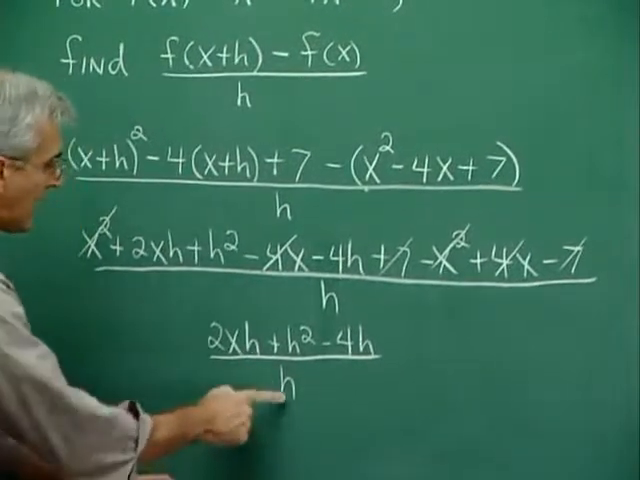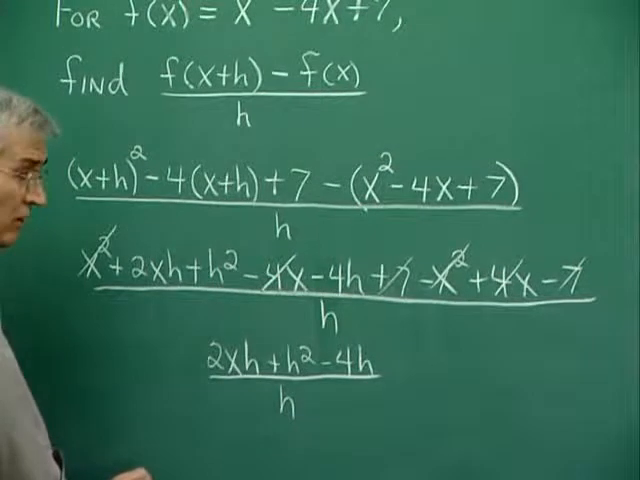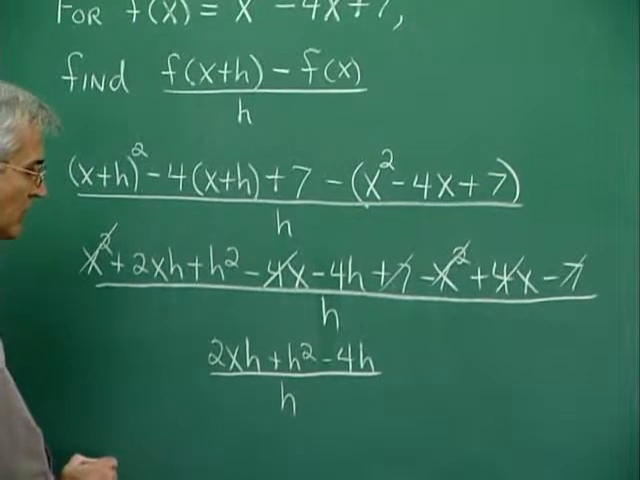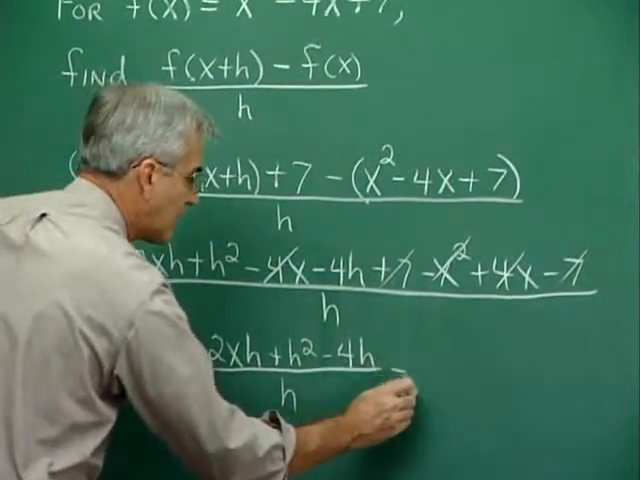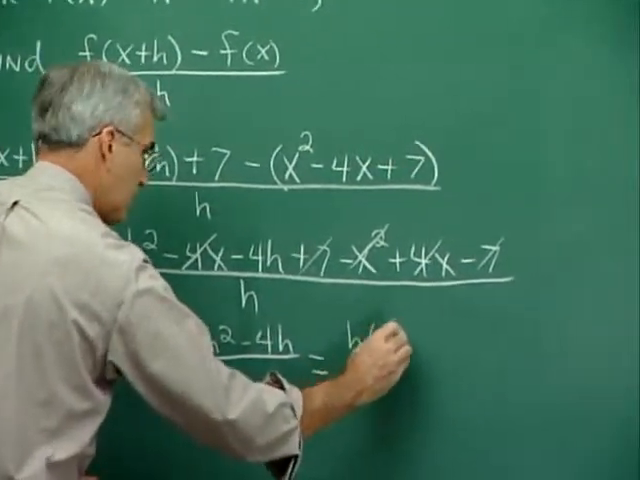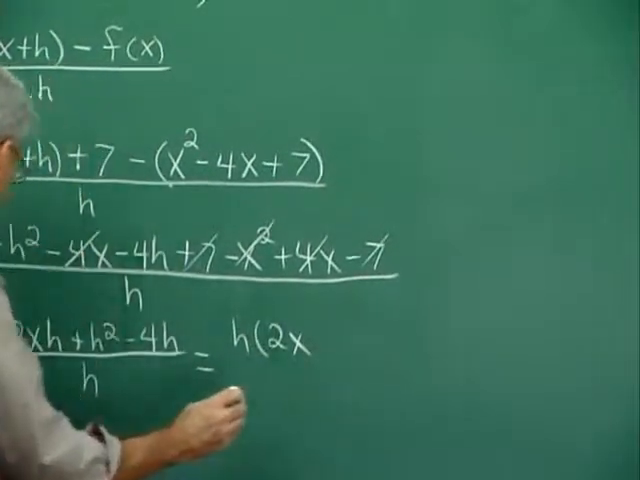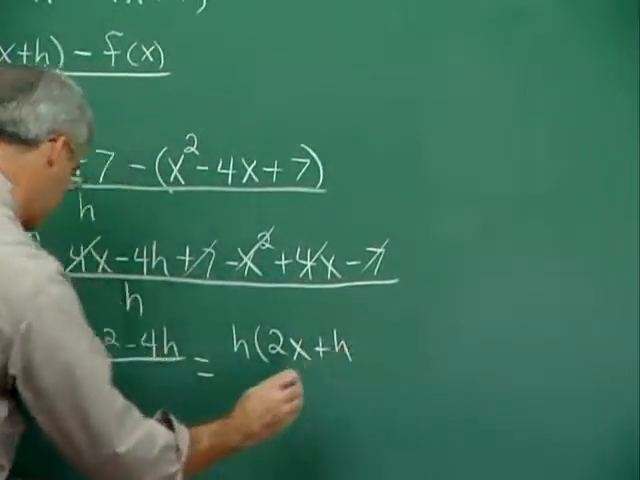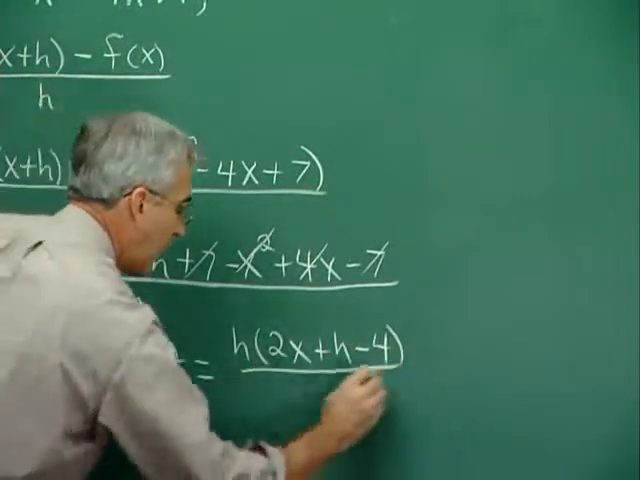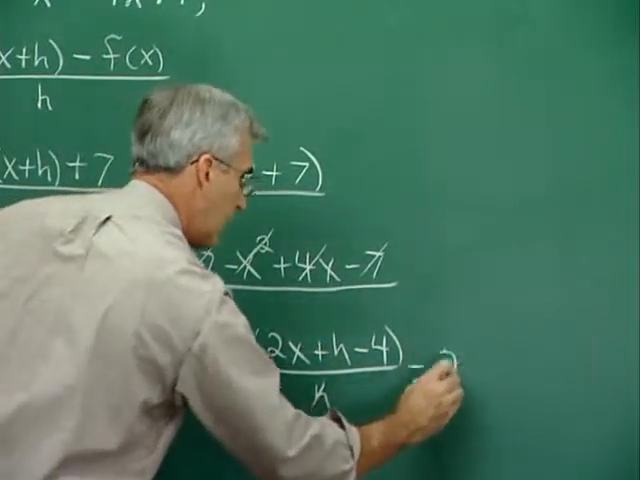And then all of this is over h. Now h divides every one of these terms in the numerator. That's one way to look at it from here, or I can just factor in the numerator, pulling out a common factor of h. Now if I pull out the common factor of h, let's go out to the side. H is here, here, and here. So I have h times 2x plus h minus 4, all over h. These go out, and I have this numerator as the result of all of this.